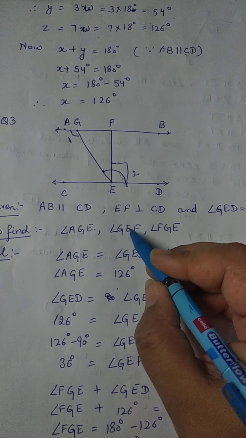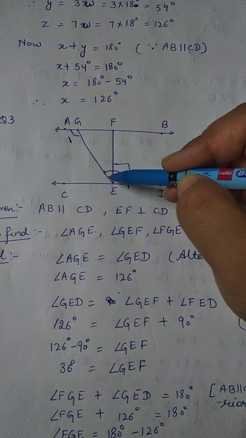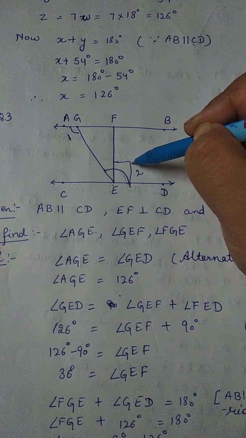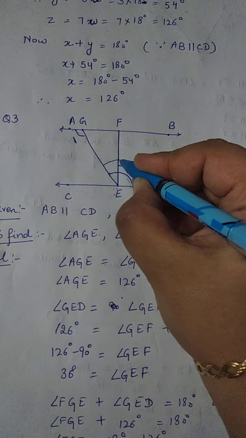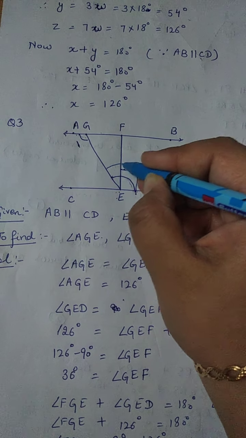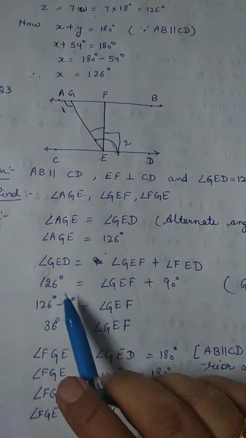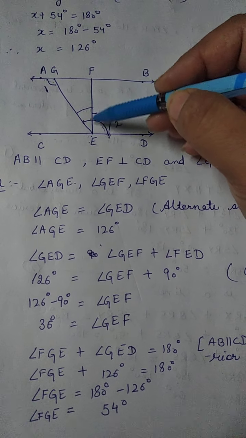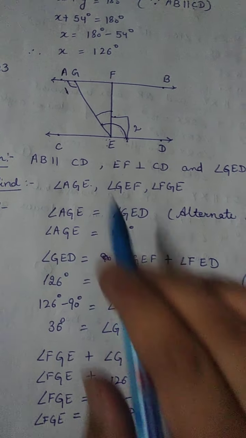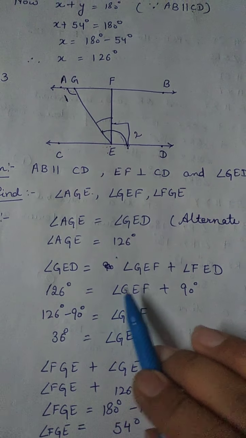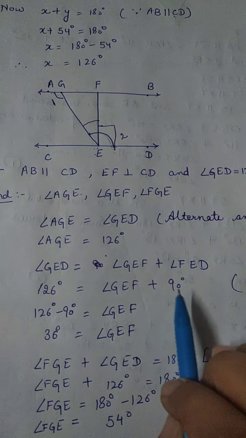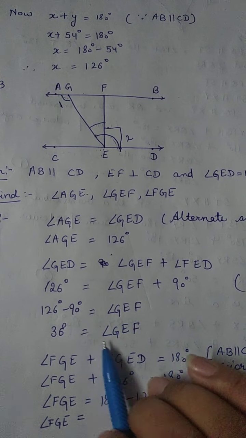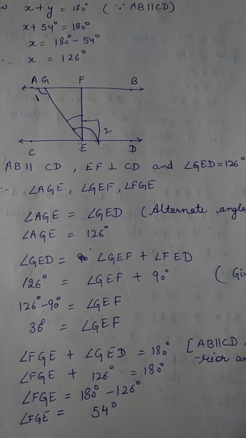Now next, GEF. Now you know that this full angle is 126 degrees and this much is 90. How much will this be? This full angle minus 90 degrees will give you GEF. How to write? GED is equal to GEF plus FED, which gives you this total angle. Put the value: 126 is equal to angle GEF plus 90 degrees. 90 degrees will go to that side and your answer will be 36 degrees for GEF, right?